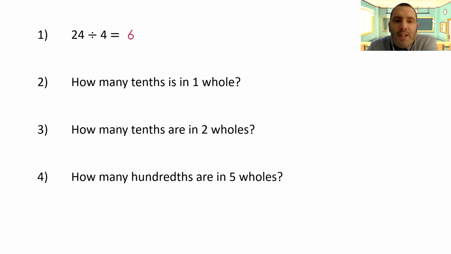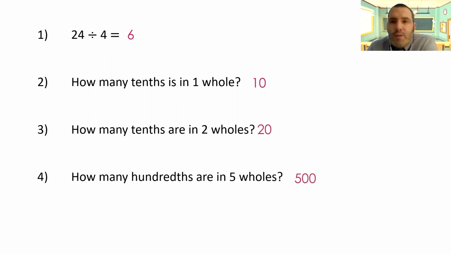Question 2, how many tenths are in one whole? Well, a tenth is one part of it, 1/10 of something. So it means that something's been split into 10 parts. So in one whole, there are 10 tenths. Knowing that, in two wholes, there are twice as many tenths, so there will be 20.